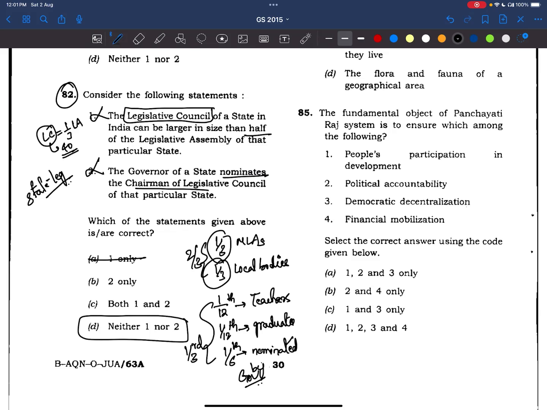Nominated from various fields, like social service, science, art, literature, and one extra thing from Rajya Sabha to Legislative Council, which is the cooperative movement. This is extra: cooperative movement. Please remember this. UPSC asks most of the questions from these exceptions only. So that's it from this question, friends.